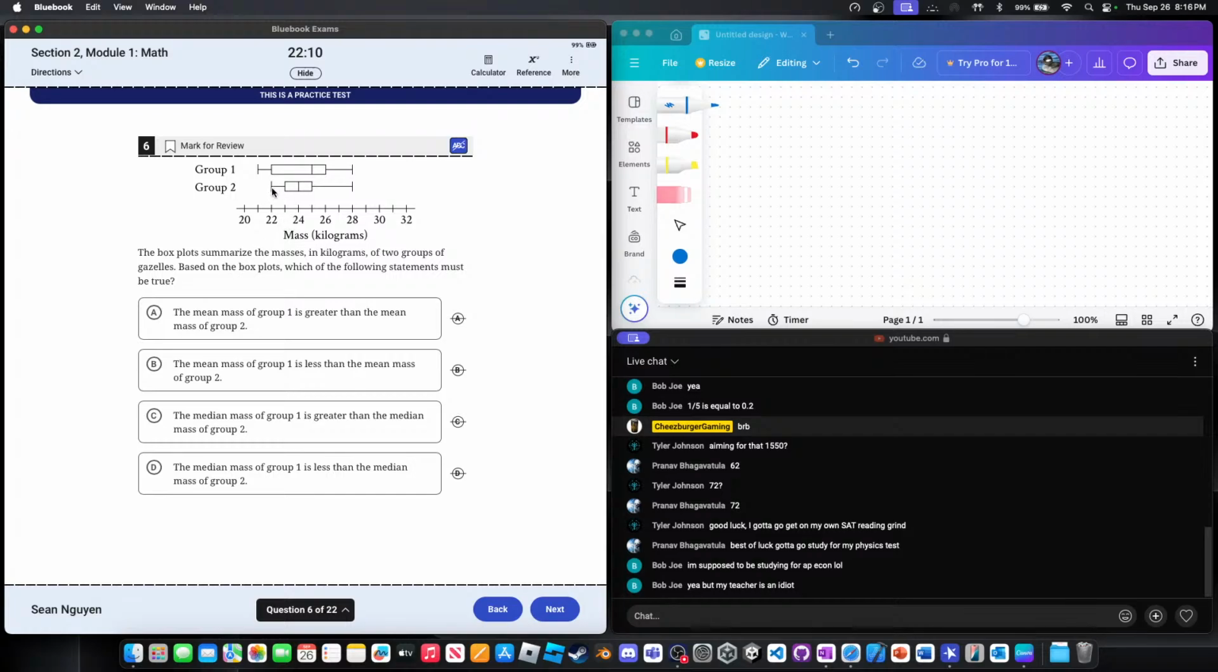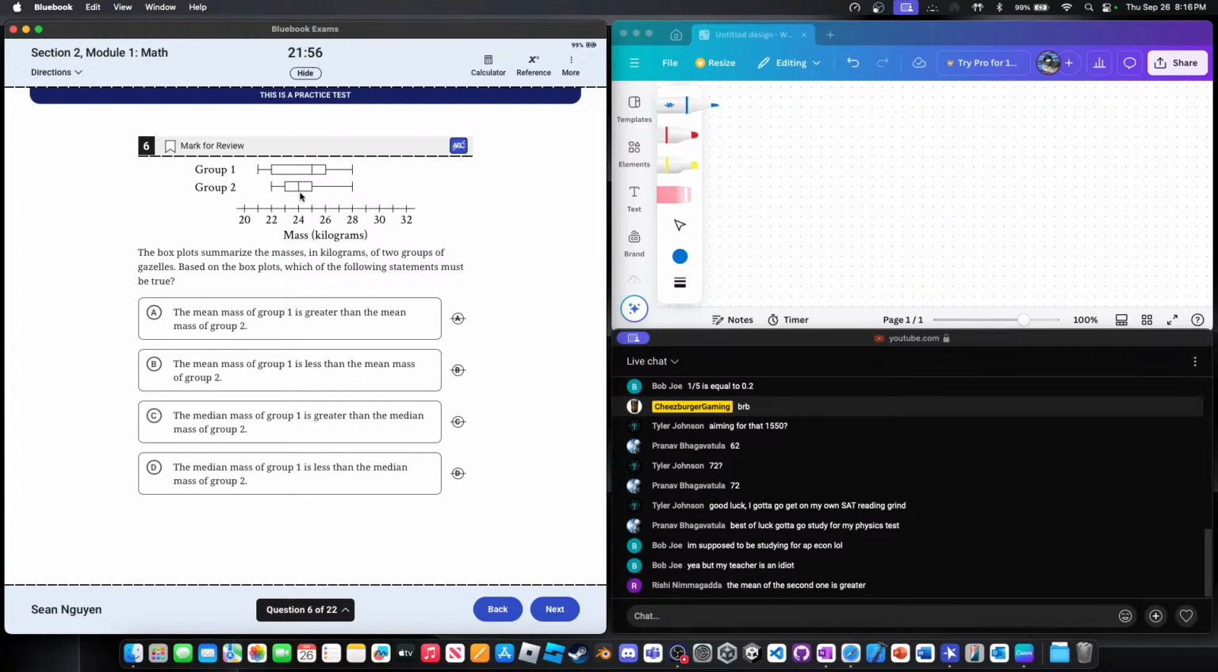So there seems to be a wider range of values. This one seems to have a smaller range of values. But it seems like the mean is the second one. The mean of the second one is greater.